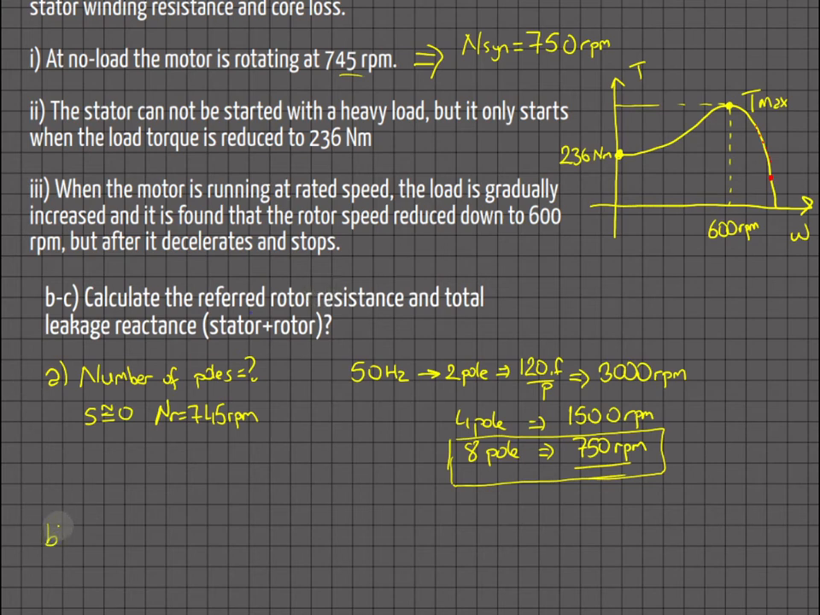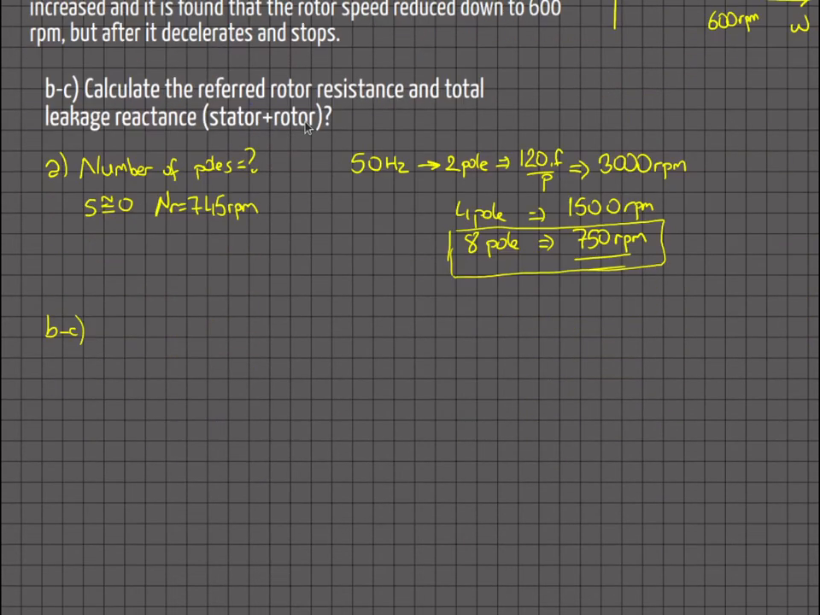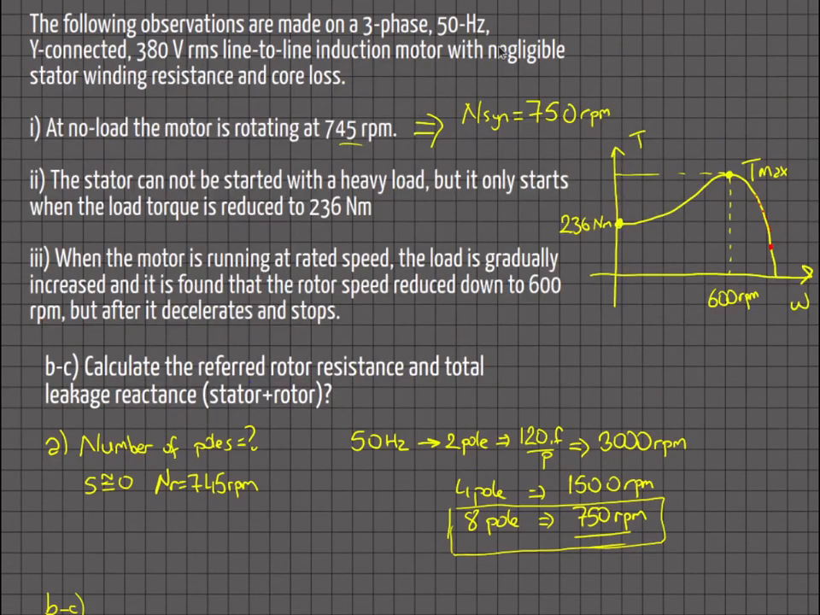So in parts B and C, calculate the referred rotor resistance and total leakage reactance of stator and rotor. How can we calculate that? The rotor core losses are eliminated. Again, the question gives negligible stator winding resistance, so R1 is neglected.